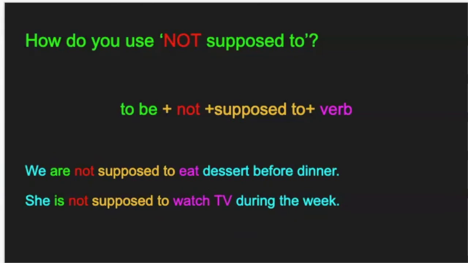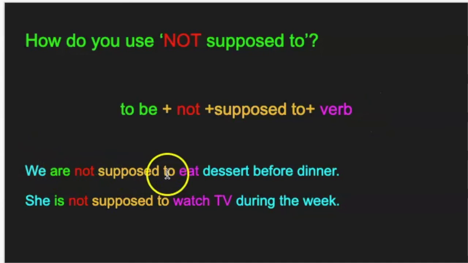You can also use supposed to in the negative. So you say he is not supposed to. To make not supposed to, you use the verb to be plus not plus supposed to plus the verb. I know, it's quite a string.